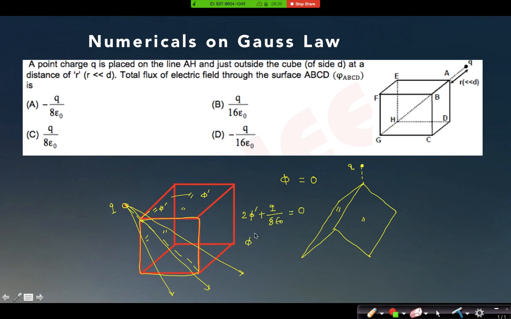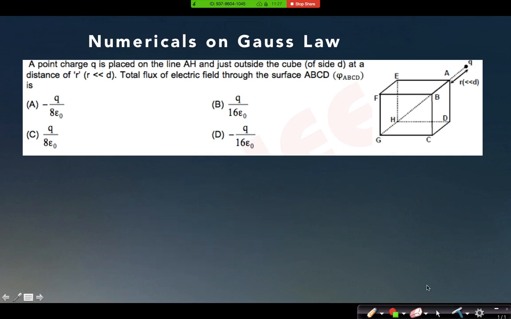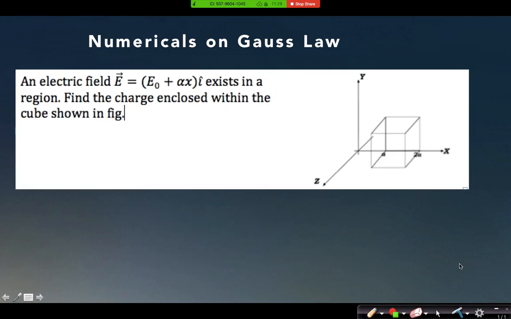So what is phi prime in this case? Minus Q divided by 16 epsilon naught. That should be the answer of this question. So now move to the next question.